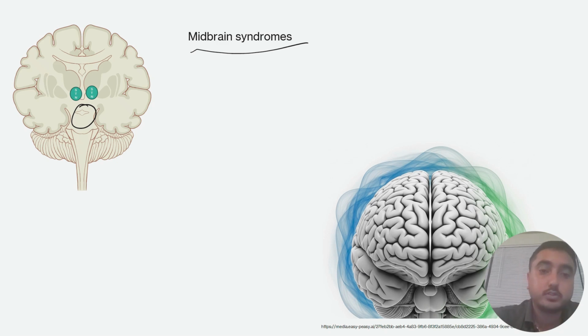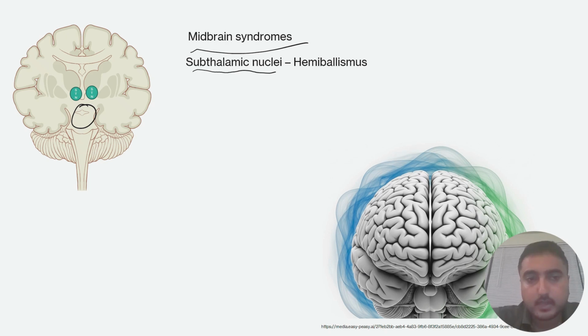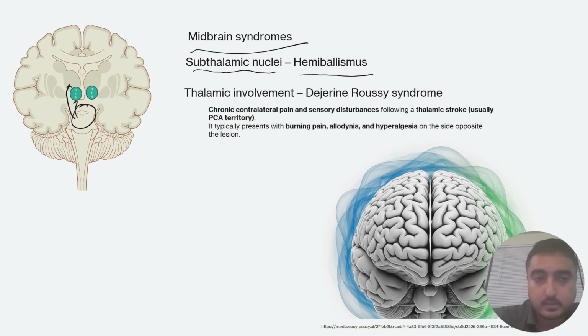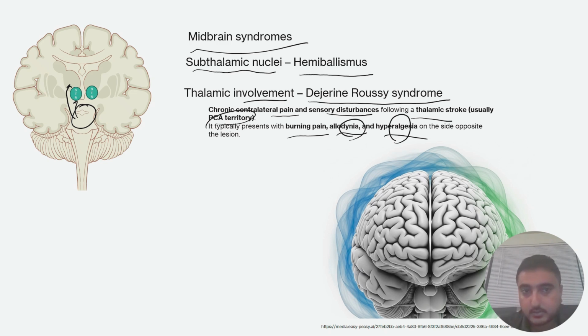If you have not watched it, I suggest that you watch that video. Because of the involvement of the subthalamic nuclei, there will be hemiballismus on the contralateral side, and because of the involvement of the thalamus, which is also supplied by the posterior cerebral artery, we may have Dejerine-Roussy syndrome, which refers to the contralateral pain and sensory disturbances following a thalamic stroke in the PCA territory. These are the manifestations if the proximal or the P1 segment of the posterior cerebral artery is involved.